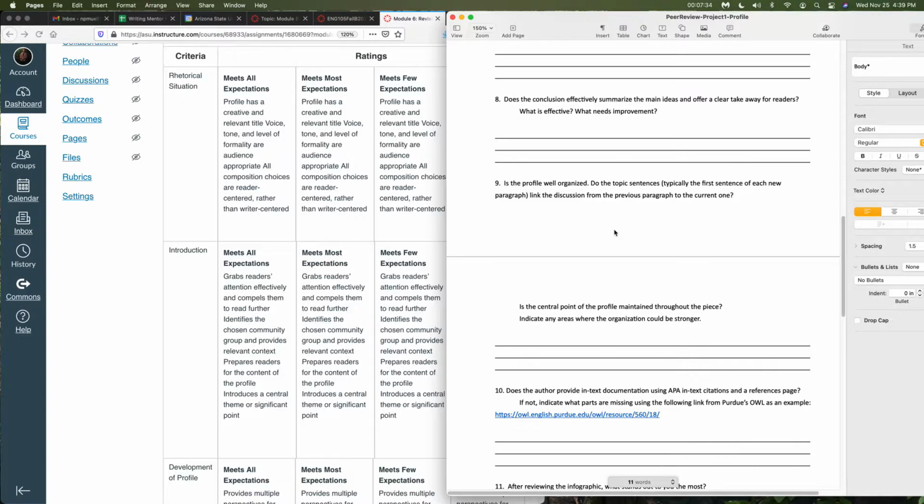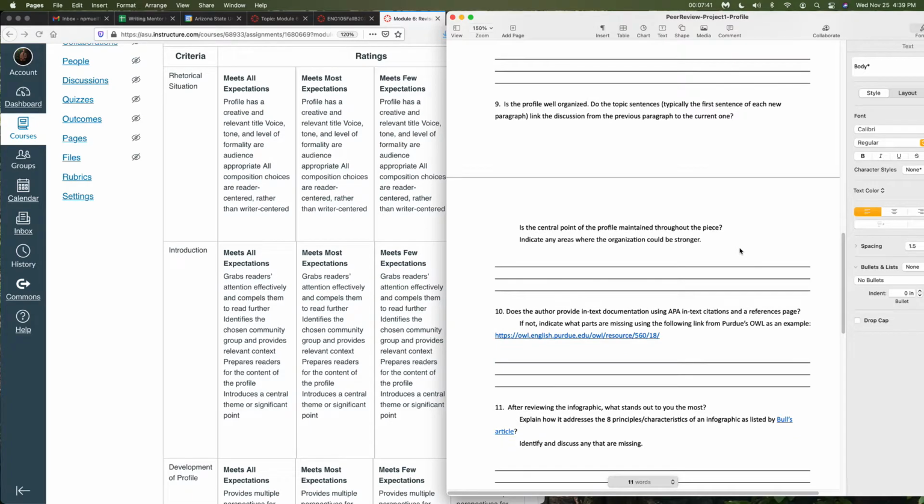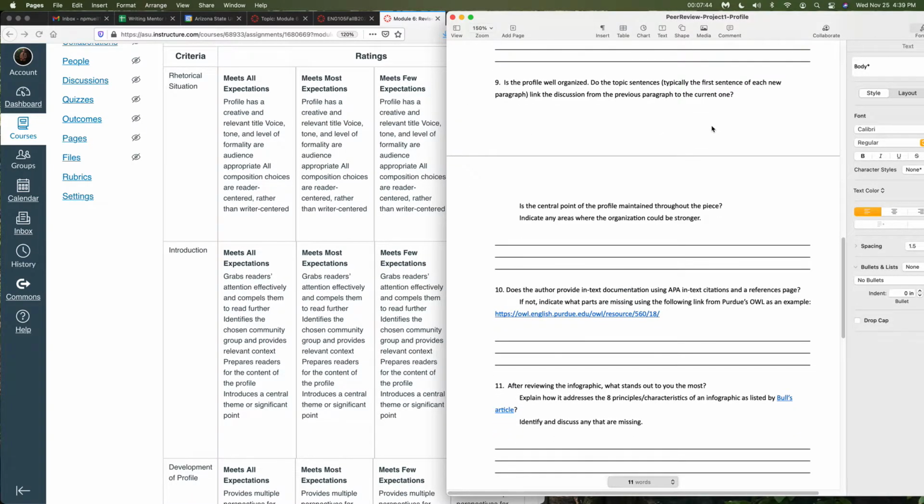Is the profile well organized? The topic sentences, typically the first sentence of each new paragraph, link the discussion from the previous paragraph to the current one. If you're having trouble with this, read what your peer has written aloud. If it feels like there's a gap, try to think of why there might be a gap here, why it might feel awkward. Is there something missing between the end of paragraph A and the start of paragraph B? If you ask yourself that question, you'll usually be able to answer it in terms of what's missing or what could serve as a more effective transition.